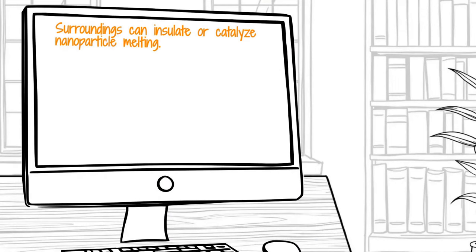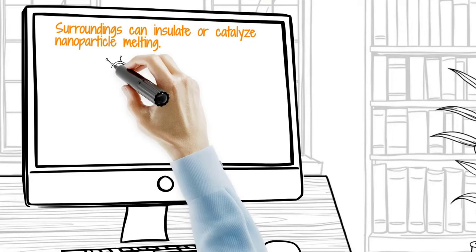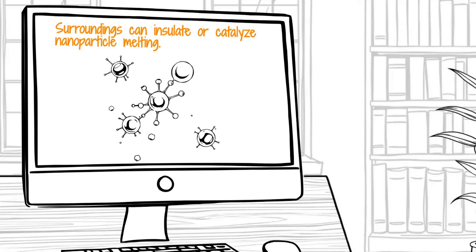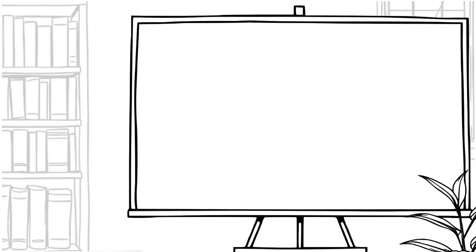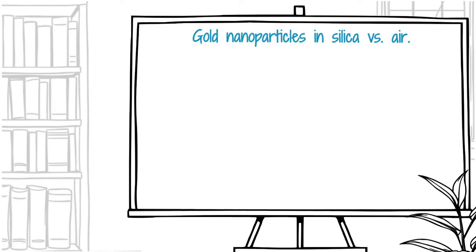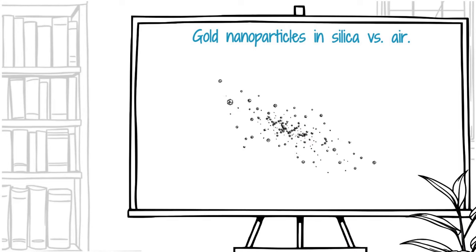In some cases, surrounding materials can insulate the particle, delaying melting. In others, they act as catalysts. This context sensitivity is unique to nanoscale systems. Gold nanoparticles in a silica matrix remain solid at higher temperatures than those exposed to air. It's like butter melting faster on a hot pan than on a cold plate. Depends on what's around it.